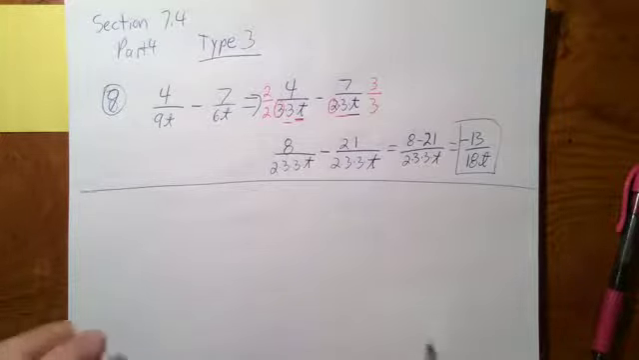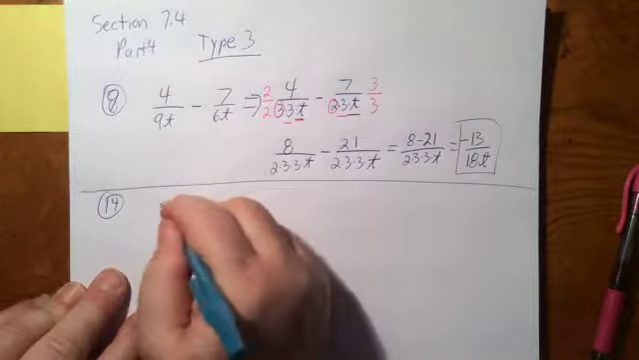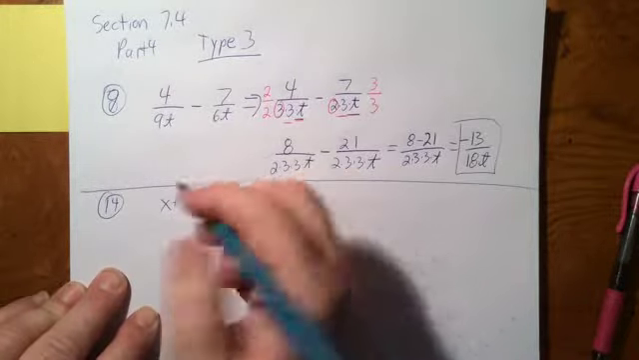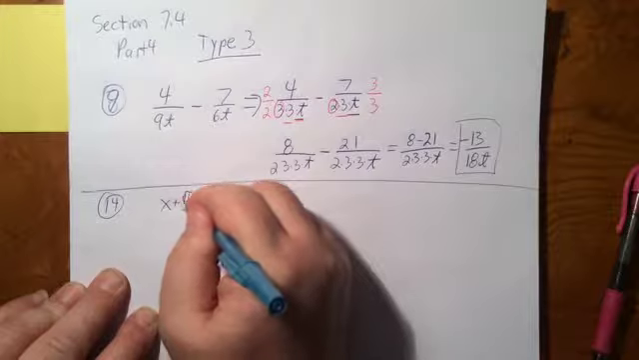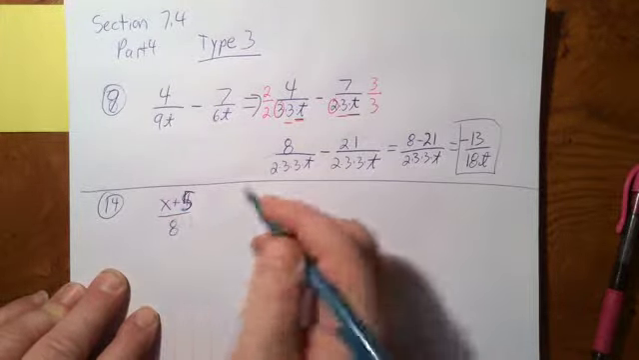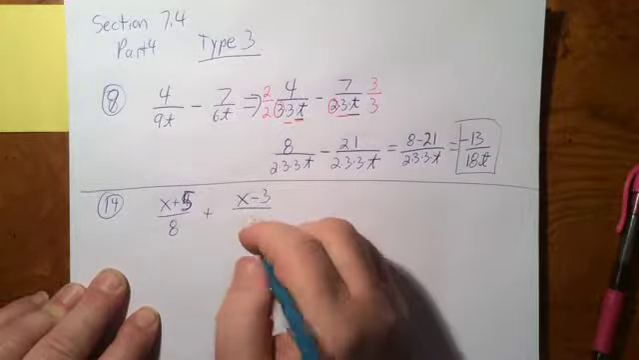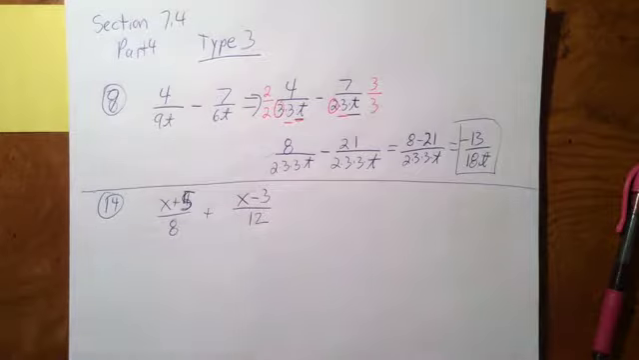We'll go forward with another question involving just numbers before we go to the deeper stuff. This is question 14: x plus 5 over 8 plus x minus 3 over 12.